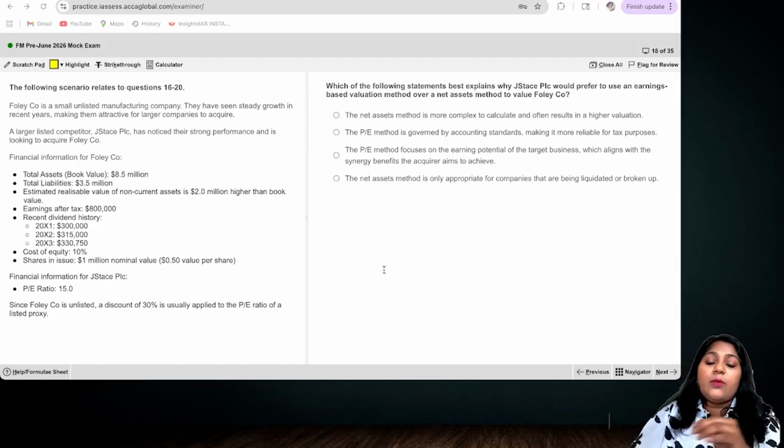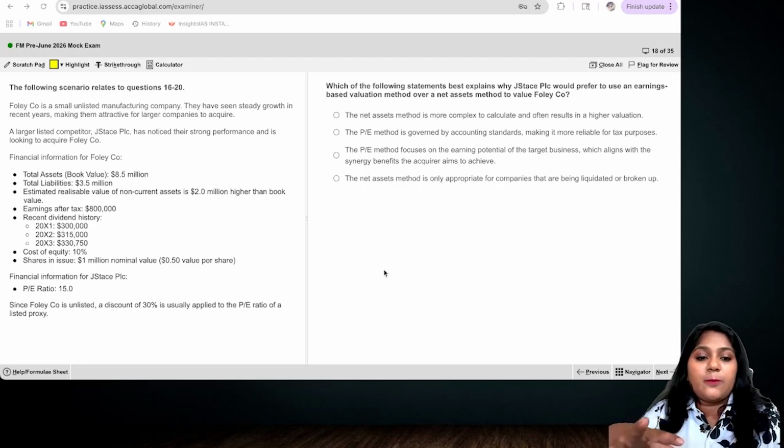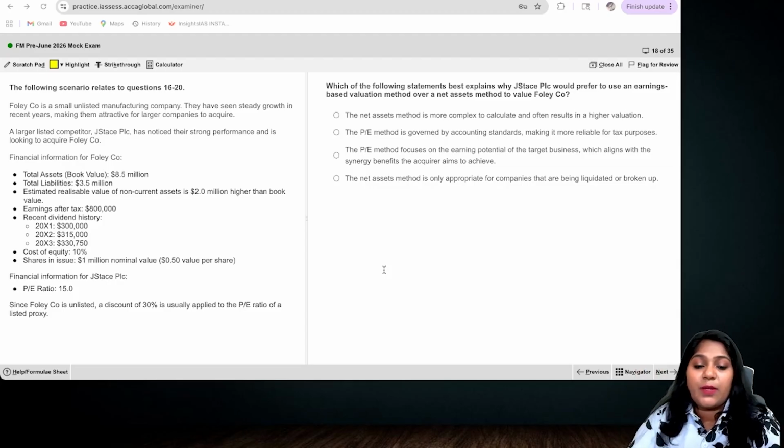But understand the price earnings method is governed by accounting standards, making it more reliable for tax purpose. See, there is nothing like price earnings ratios is actually getting governed. The PE method is more of an earning potential of the target business, which aligns with the synergy benefits the acquirer aims to achieve. So that's the reason I follow PE method for some company who startup. Correct? Yeah. It's not because it is governed by accounting standards. No accounting standards are governing a PE ratio. And in first of all, finance there is no accounting standards, guys. Right? And net asset method is applicable for companies that are being liquidated or broken up.